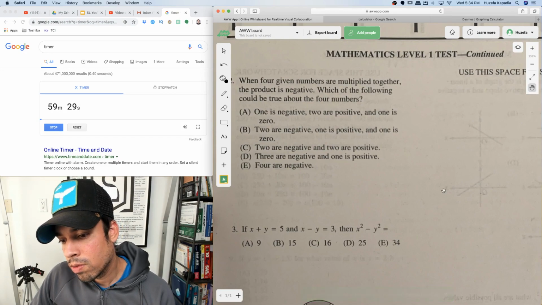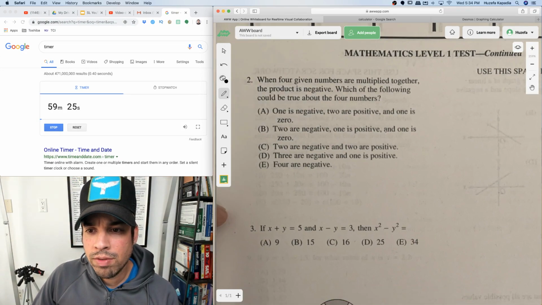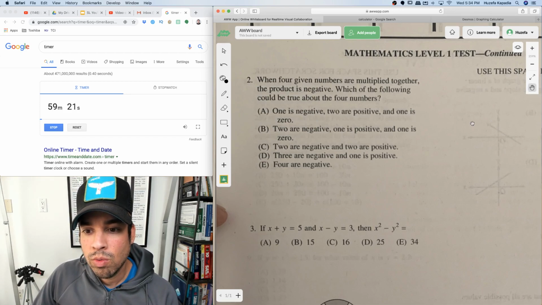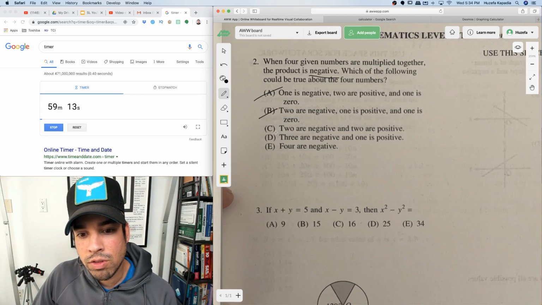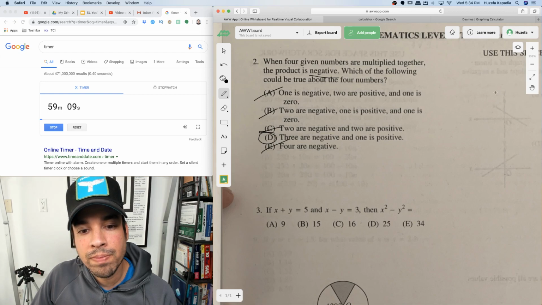Number 2. When four given numbers are multiplied together, the product is negative. Which of the following could be true about the four numbers? One is negative, no, because then that would be... The product is negative. Two are negative, one is positive, no. Two are negative, no, that would be even. Three are negative, yes.